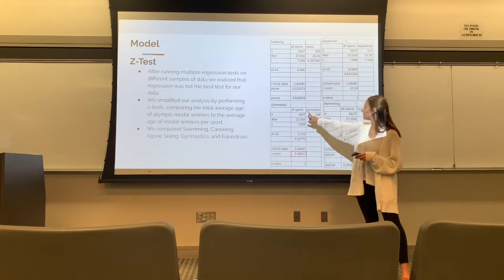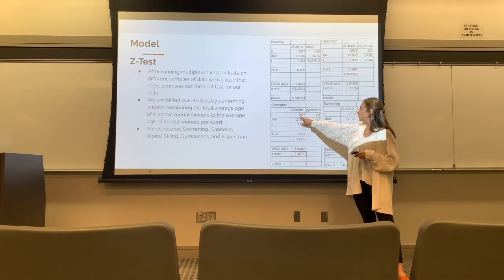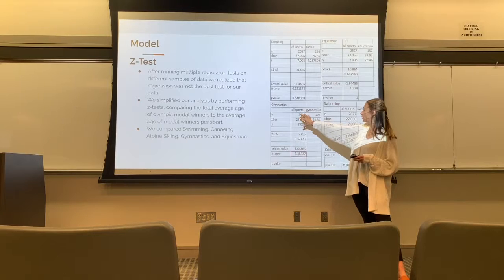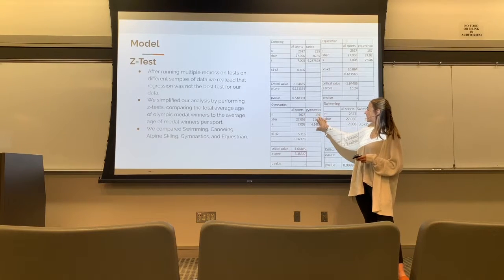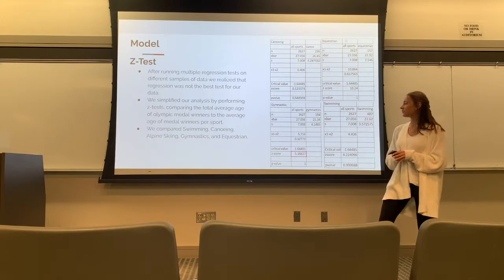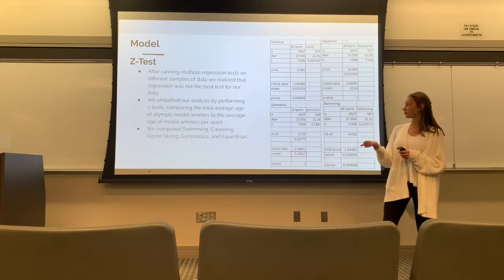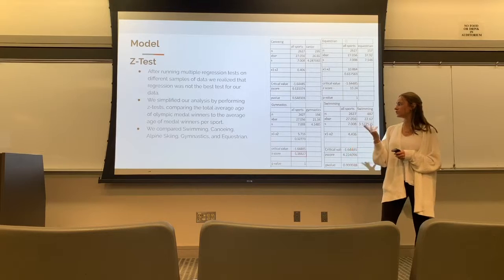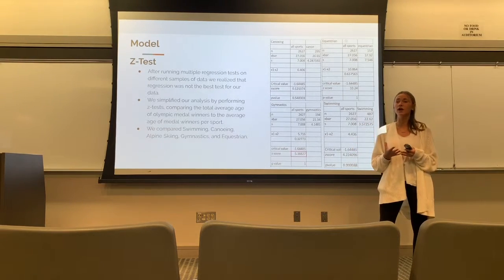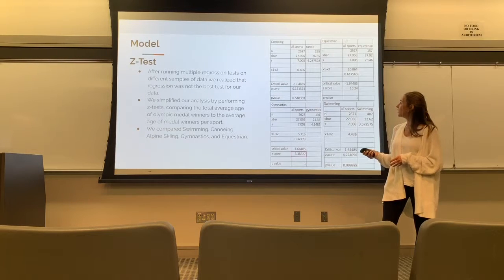So for example, in gymnastics, our sample size was 2,627, and we compared that all-sport number to the number of gymnasts and found the average age in those 2 samples in order to run our test. And we did this over the sports of swimming, canoeing, alpine skiing, gymnastics, and equestrian, which were kind of just random sports we selected that we thought would help us prove our points on our data.